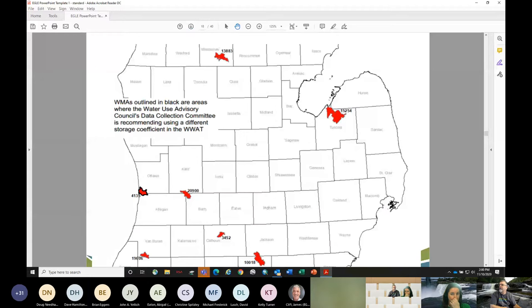The water management areas outlined in black, like 41352 here, are areas where the Water Use Advisory Council's Data Collection Committee recommended using a different aquifer storage coefficient in the tool. The water management areas in red are currently in Zone D, meaning that the cumulative stream flow depletion has reached the point where an adverse resource impact is likely, that is, a negative stream flow depletion balance.